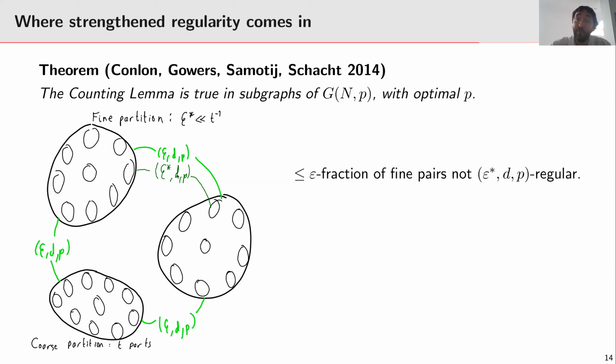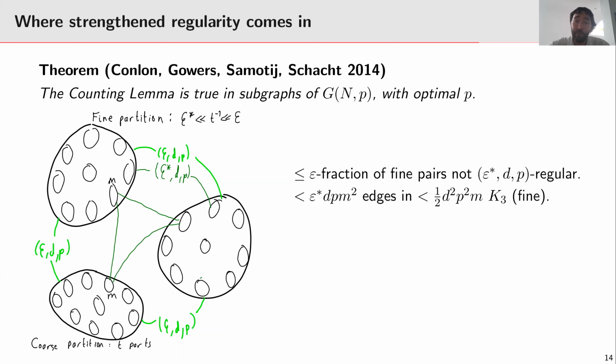Okay, so this is the magic in the strengthened regularity, that somehow these fine pairs tend to line up with the coarse pairs, tend to do the same thing as the coarse pairs. Specifically, if we look between 2 sets, at most an epsilon fraction of the fine pairs will not have this regularity. Okay, so how do we use that?